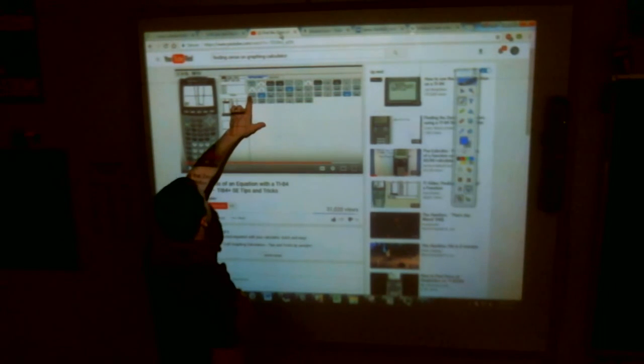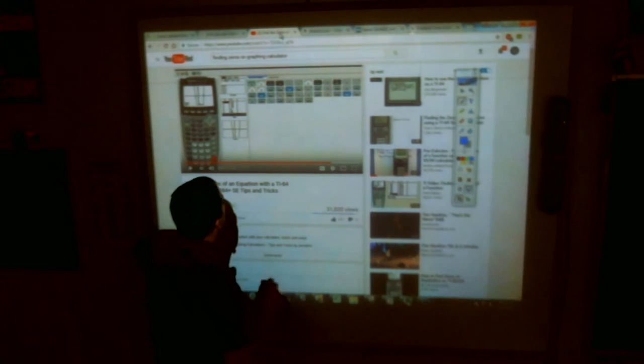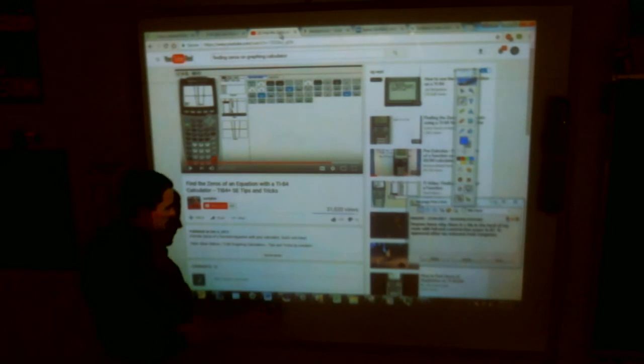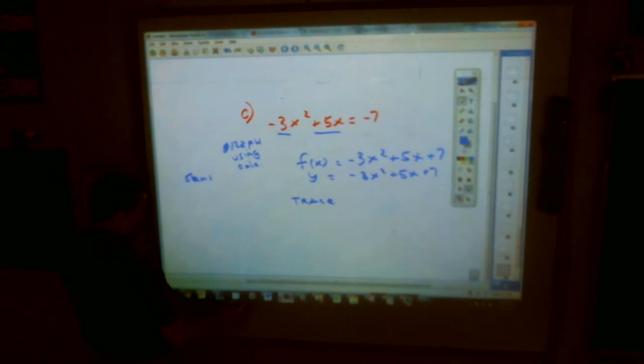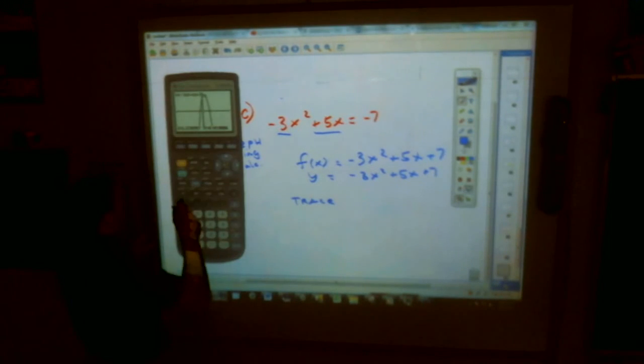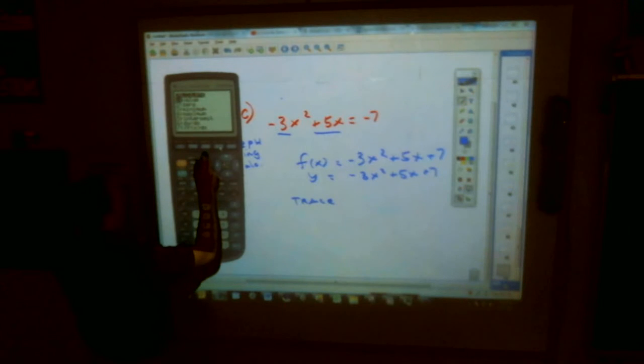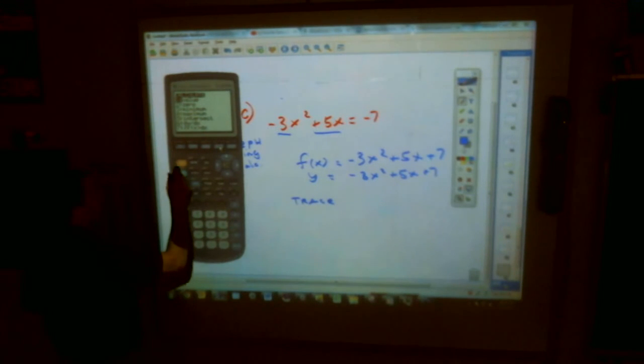Wilson, is your window open? Yeah. It says error window range? Yeah, there's a calculator. There it is, okay.